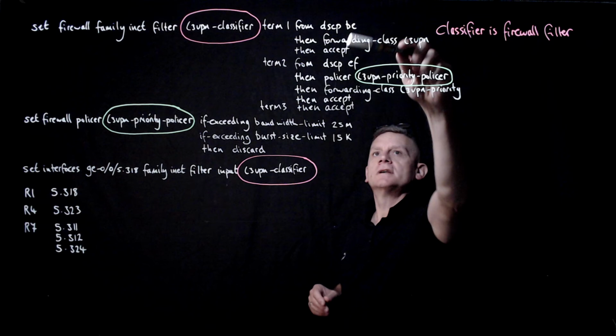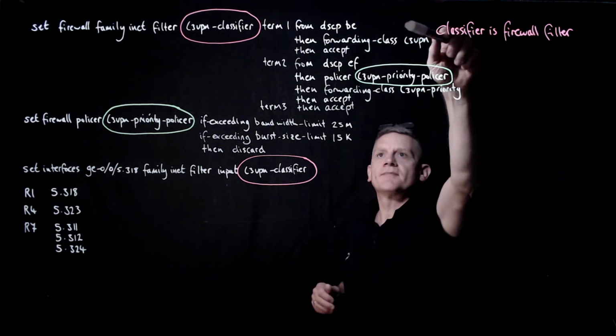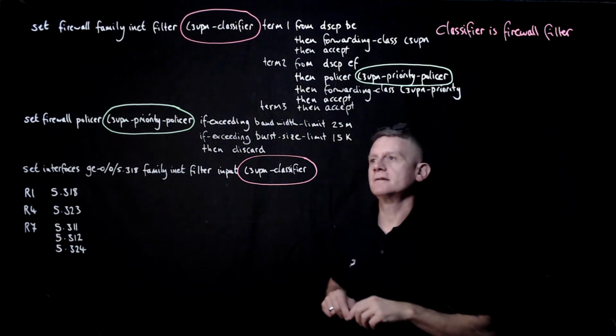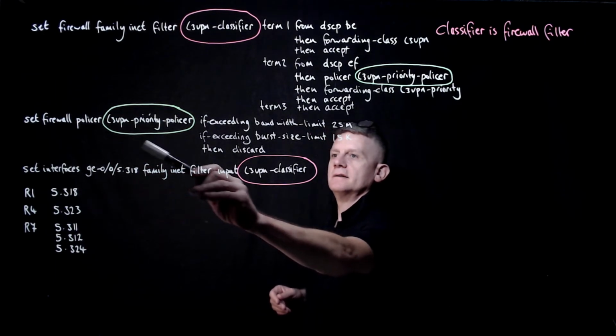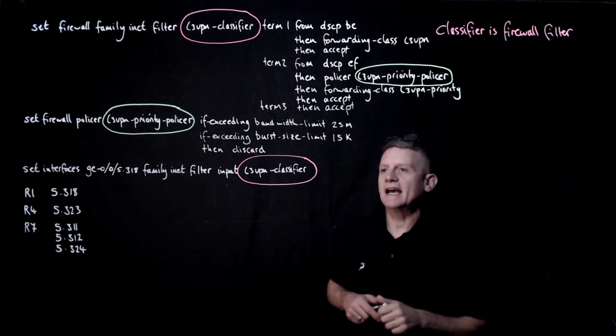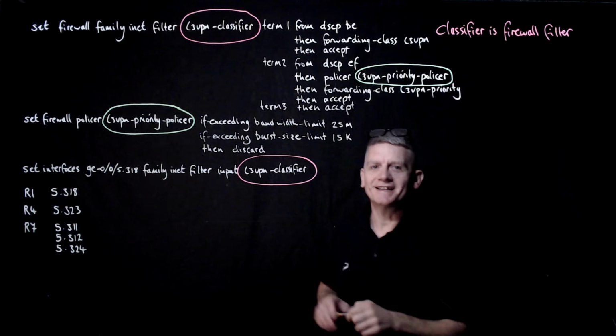Couple of terms. If we've got best effort, we're setting the forwarding class. However, if we've got expedited forwarding, we're going to be running a policer. Set firewall policer, and here we have the policer. This is hard policing, so it's going to discard if it exceeds, and then we're going to put that on the interface as a classifier.